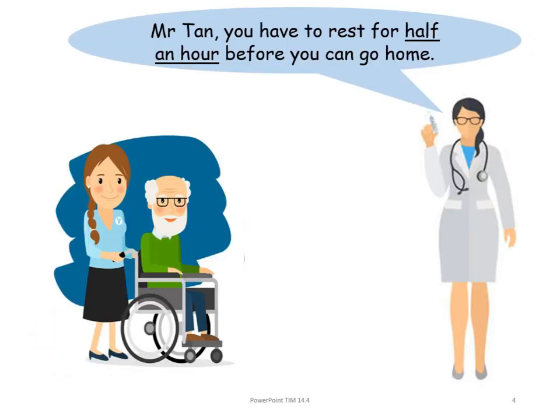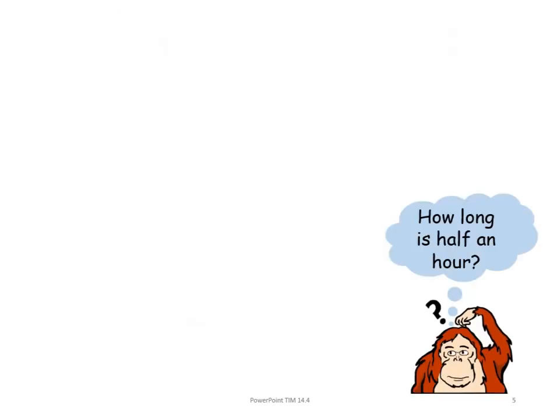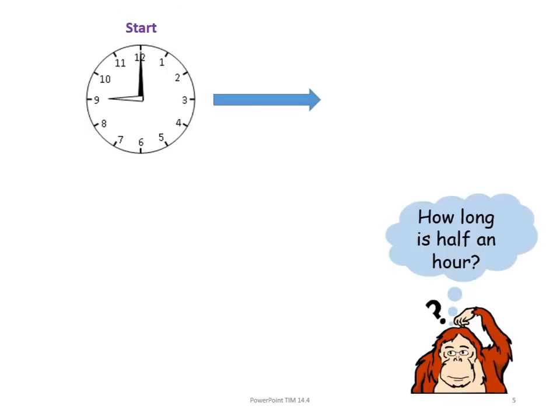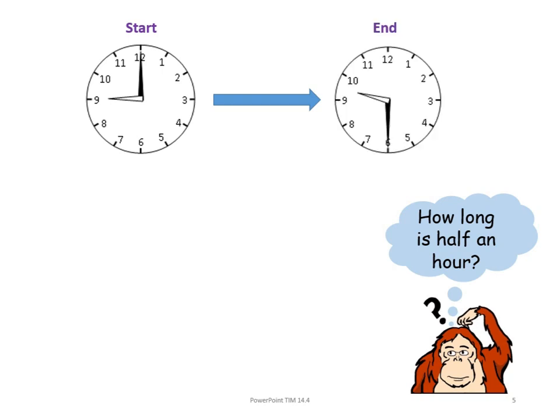Next example. So, Mr. Tan, you have to rest for half an hour before you can go home, says the doctor. How long is half an hour? So, we start again from 9 o'clock and we'll follow the minute hand down until it stops here at 6. Okay, the part marked in yellow is half an hour. And so, what time is it now? First step, look at the hour hand. It's in between 9 and 10, so it's still 9 o'clock.